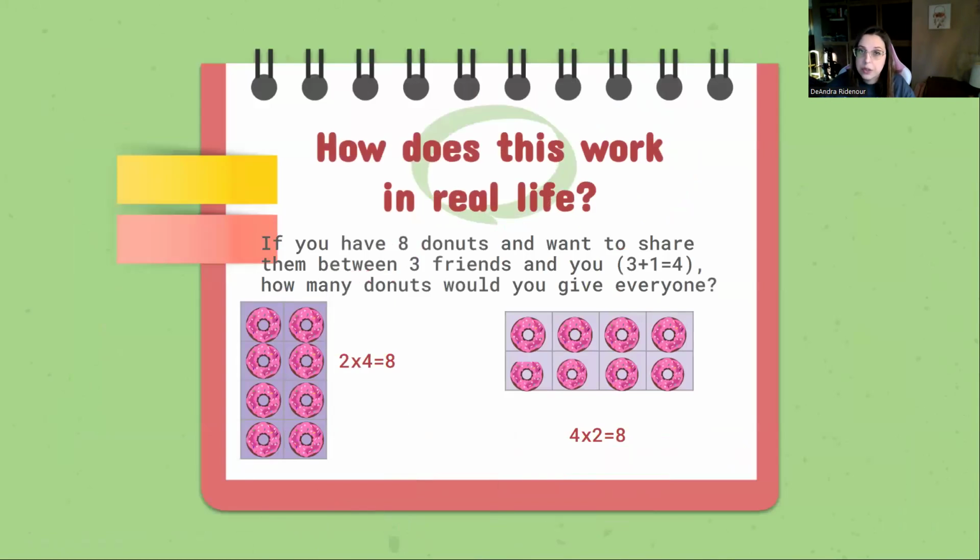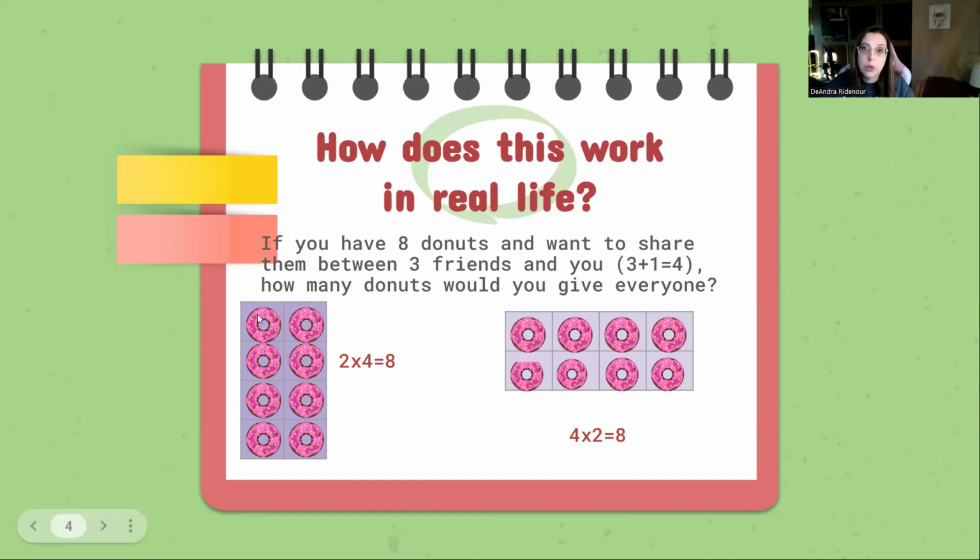Now, how does this work in real life? Okay, let's say you have 8 donuts and you want to share them between 3 friends and you. 3 plus 1. 3 friends plus you equals 4 people. How many donuts are you going to give each person? So we've got to figure out how to sort 8 donuts among 4 people.